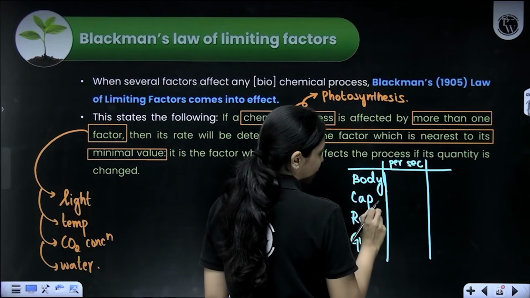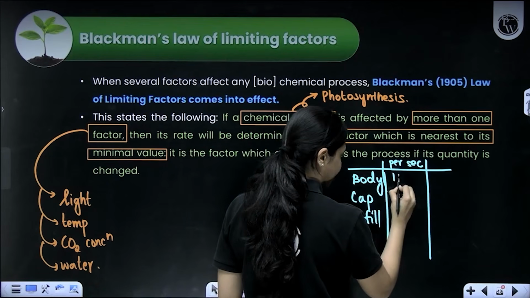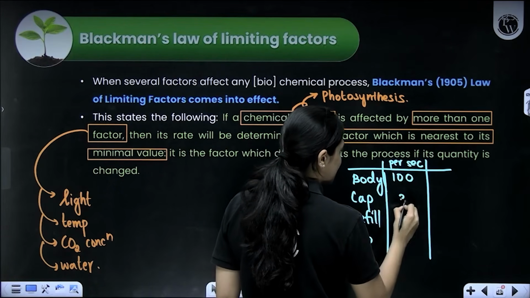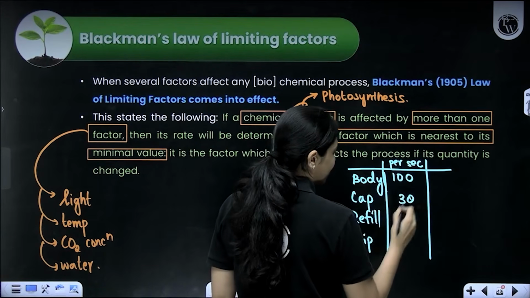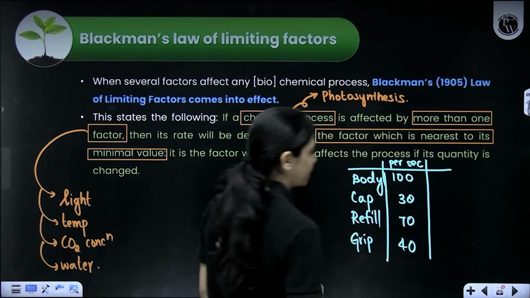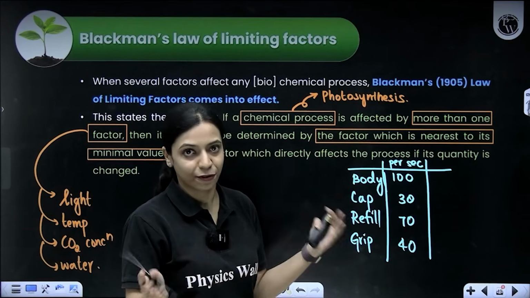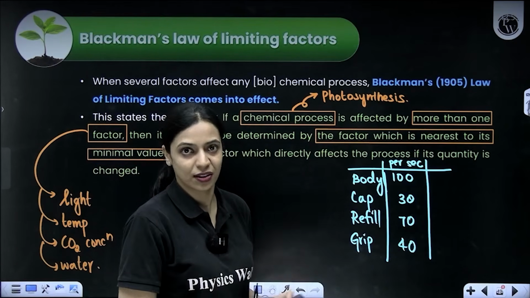In one factory, in one manufacturing unit, per second, the number of bodies that are produced is 100. The number of caps that are produced is 30. The number of refills that are produced is 70. And the number of grips that are produced is 40. So these can be thought of as different factors influencing photosynthesis.